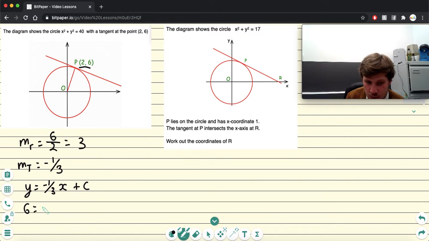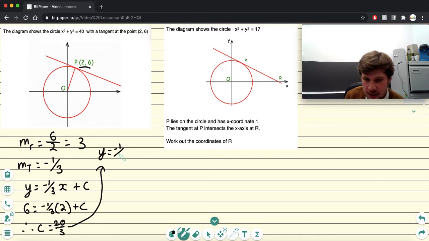Well, I substitute in my point. 6 is equal to -1/3 of x, which is 2, plus c. Rearranging that, I get c is equal to 6 add 2/3, which gives 20 over 3. So therefore, my equation of my line is y equals -1/3 x plus 20 over 3.